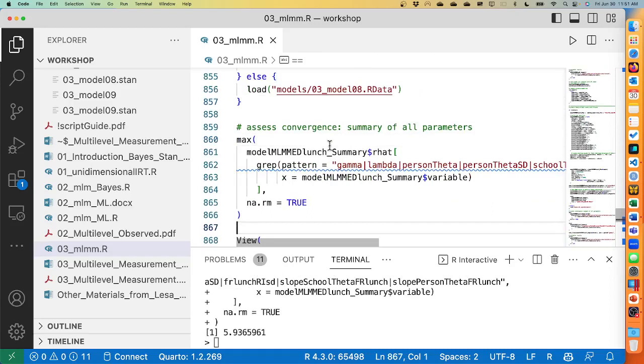Let's go to the R hat. I need a horn. Womp, womp.